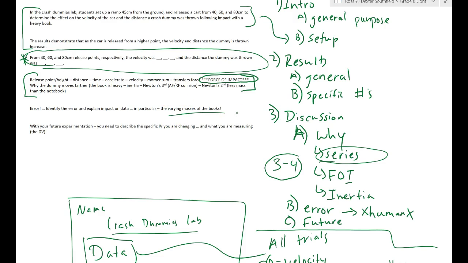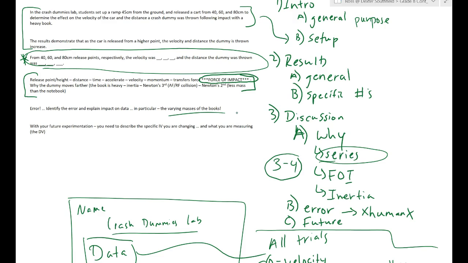Finally, with your future experimentation, once again, you want to keep the track the same, the cart the same, and you're still measuring velocity and the distance that the dummy is thrown, but you're changing the independent variable. We've already tested the release points. So what else could you test? Try to think of something other than changing the angle of the ramp or the height of the ramp, because we've discussed that a lot. What other aspects could we change? What other things that we controlled in this lab could we change?